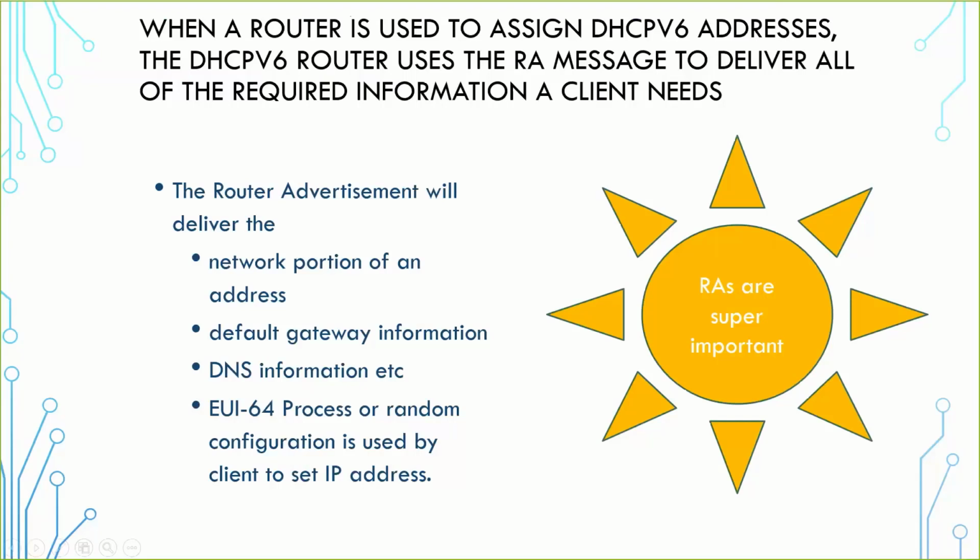Well, it's also where the device will package all the information into the advertisement. So it's going to package what the network portion of the IPv6 address is. It's going to package what the IPv6 default gateway address is. If there's a DNS server, it's going to package that in there. And basically, it will tell the device that you are going to set up your own IPv6 address using the EUI-64 process or a randomly generated IPv6 address. And we'll go into a little bit more detail.